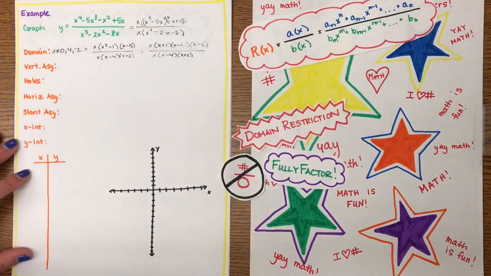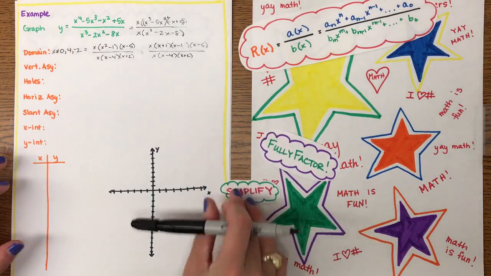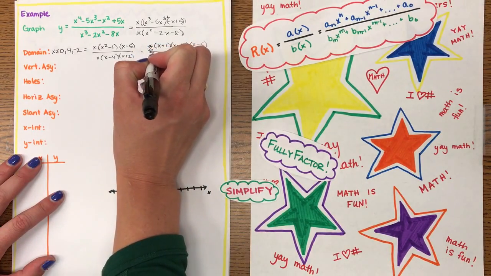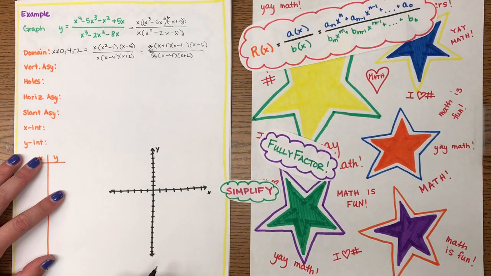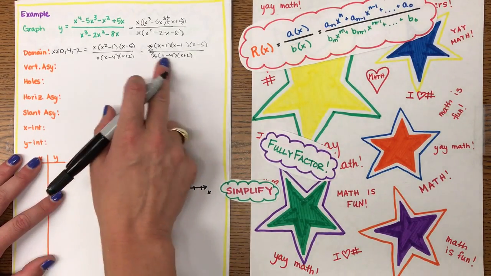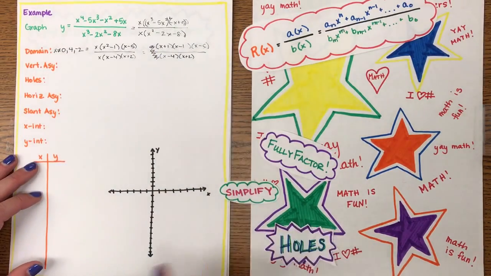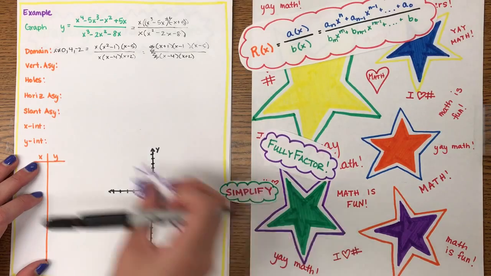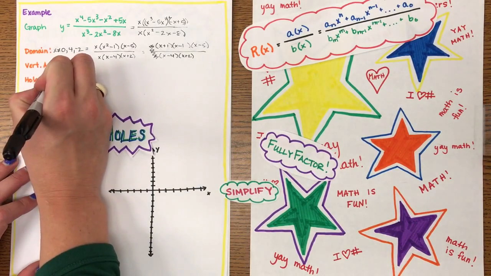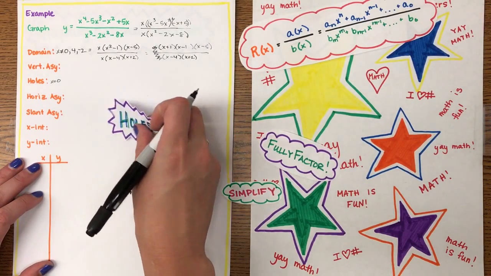Now that I have fully factored and found my domain restrictions, I'm going to simplify. The only thing that can be simplified here is that I can cancel out that x. Canceling out an x means that this is my simplified equation. I am going to have a hole. This is going to be a hole where x is equal to 0. So there's now a hole in my graph when x is equal to 0.